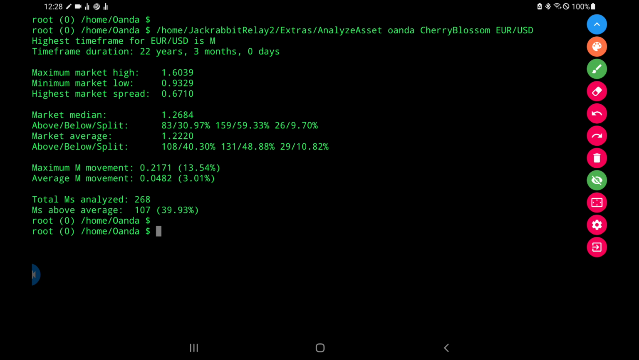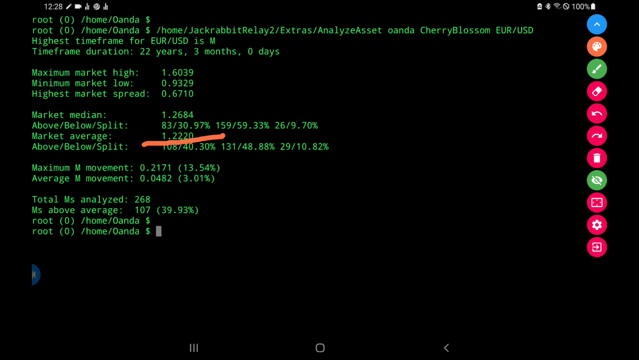Now the second section we're going to look at is the market median. The median is just basically the highest and the lowest, and then that gives you a midpoint between those two. So 1.2684 is the price that is the median for the market. Now below that, above, below, and split.